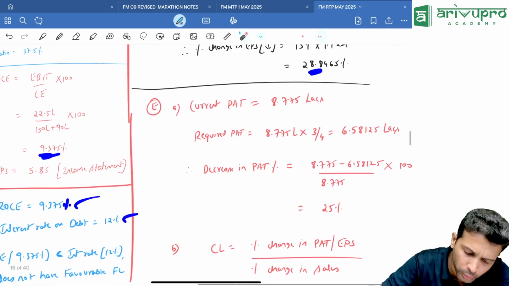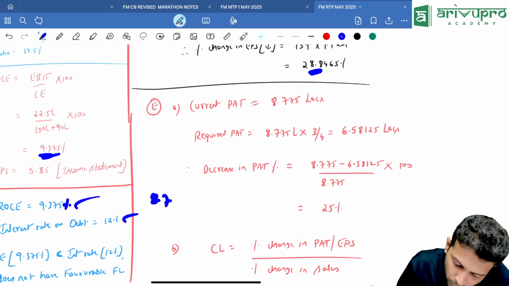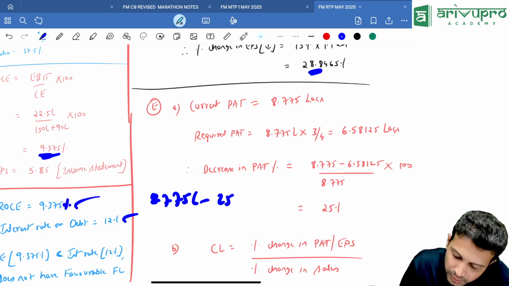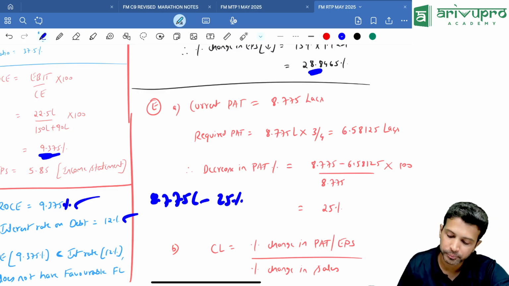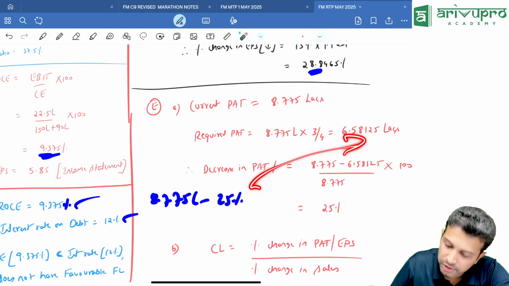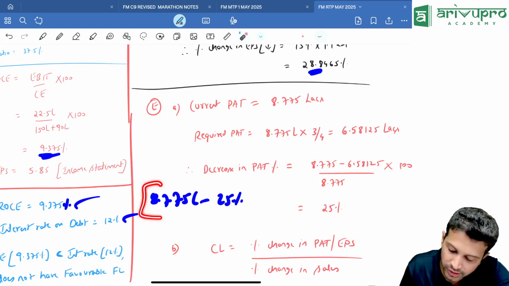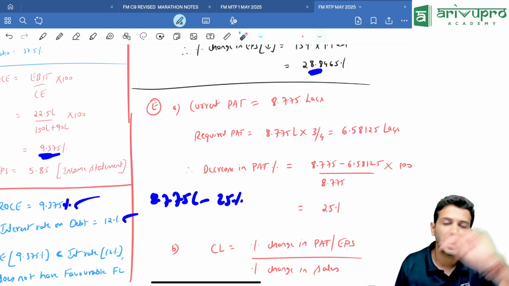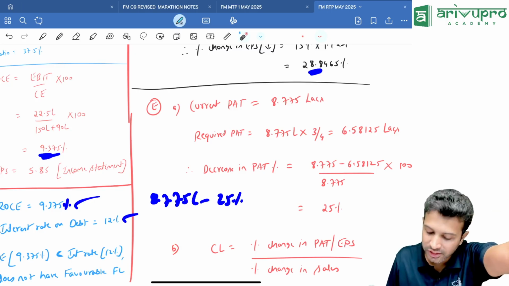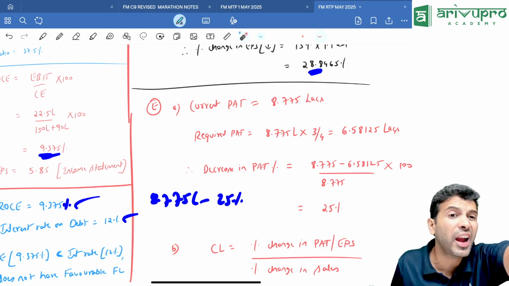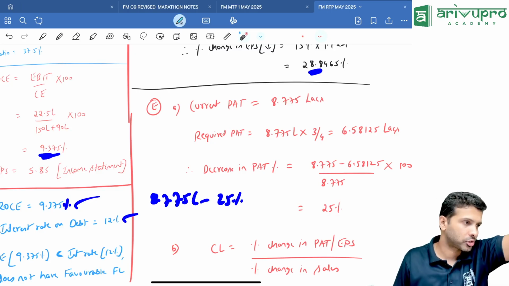25%. If you want, you can prove it also. Take 8.775 lakh minus 25%. Do it in your calculator. What are you getting? Obviously, you will get 6.58125. That is what they are trying to say. That means indirectly they are saying PAT has reduced by 25%.